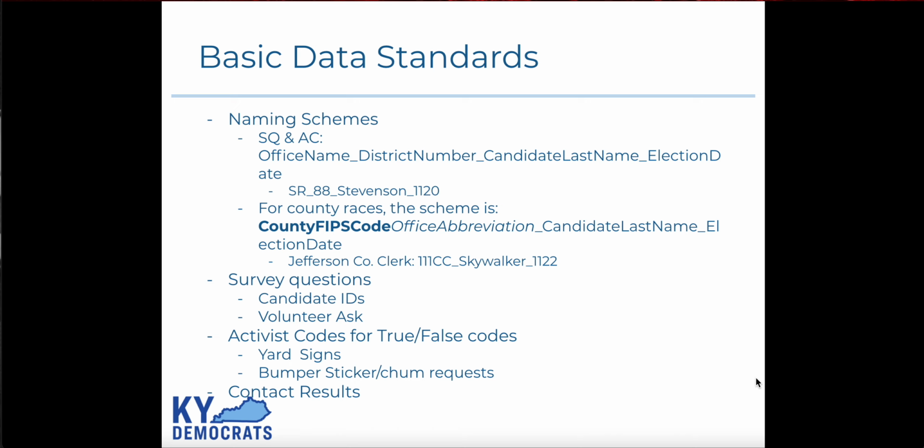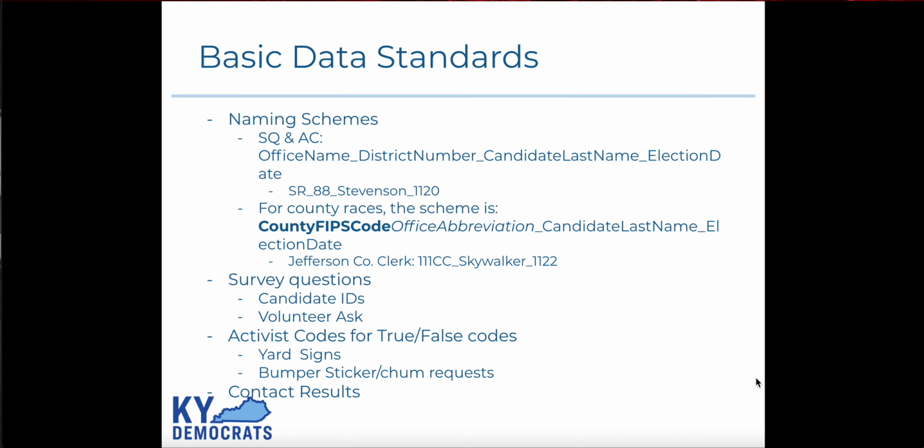So just some basic data standards. First thing we're going to talk about are naming schemes. For survey questions and activist codes, our naming scheme is basically the office name, underscore, the district number, underscore, the candidate's last name. This might also be an abbreviation of their name. If they have a long last name, for instance, we're using Sherlyn Stevenson for this, so if her last name would take up too much of the name, we would just put CS instead of Stevenson. And then underscore, election date.